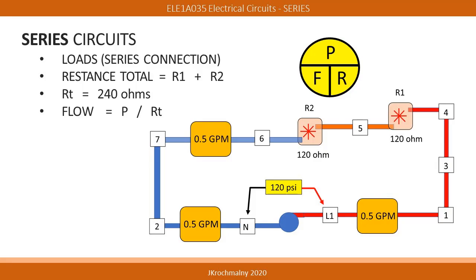When applying Ohm's law, we can determine the flow of liquid to be calculated by taking the P for pressure divided by the R for total resistance. 120 psi divided by 240 ohms of resistance gives us a GPM of 0.5. This 0.5 GPM is found anywhere in the circuit it is being measured at.